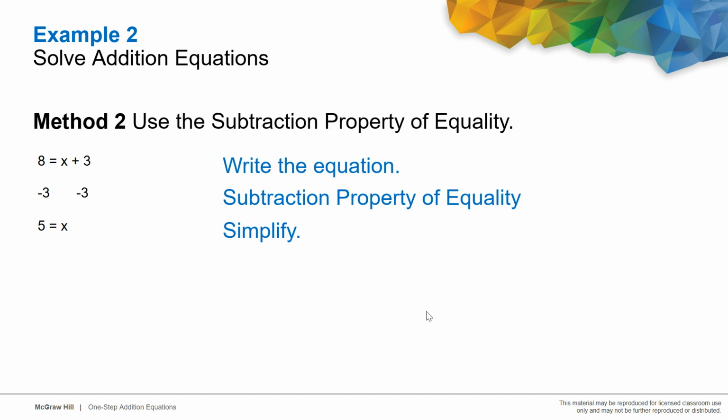Or you can do it with the subtraction property here, which is pretty much the same, it's just not as visual. So we've got 8 equals x plus 3. We're going to subtract 3, and we know to subtract 3 because that's the one that's on the same side as the x, because we want to get rid of that number so that we can leave x by itself. So 3 minus 3 is 0, so we're left with just x. And then on this side, 8 minus 3 is 5. So 5 is what x equals.